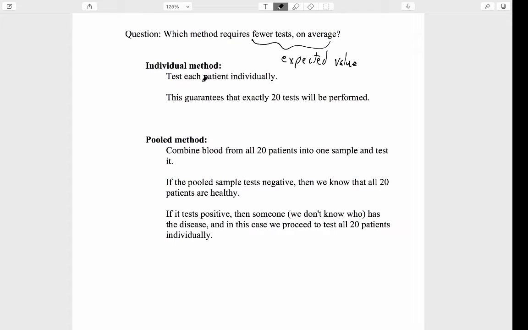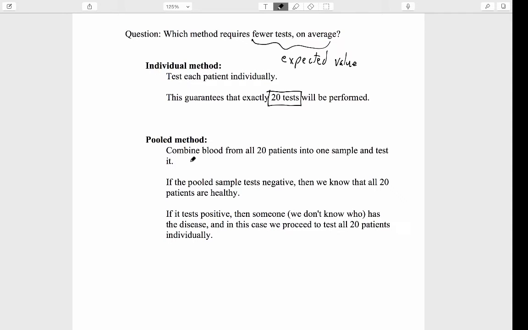For the individual method, we don't need to do any computing. The expected number of tests, the average number of tests, is exactly 20, because every time you use the individual method on 20 people, you will have to perform 20 tests. So for the individual method, the average number of tests to be performed equals 20.